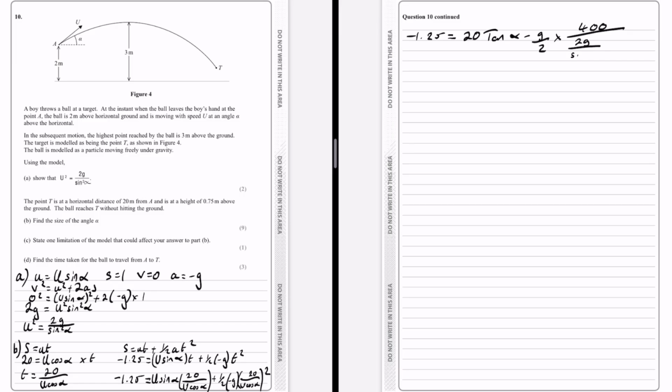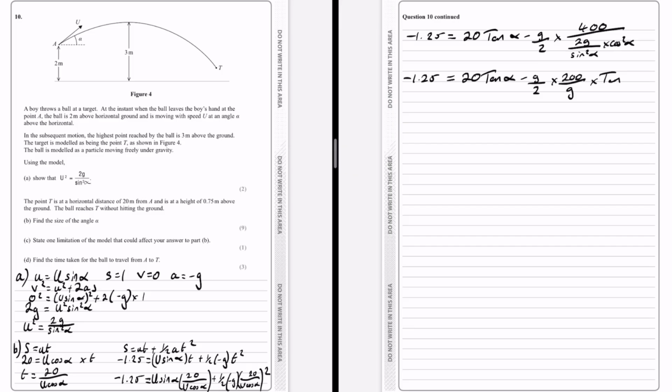I'm going to substitute u squared for 2g over sine squared alpha and times that by the cos squared alpha. That's there. Then I'll leave the negative 1.25 alone. I'll leave the 20 tan alpha alone, and we'll rearrange this fraction. So we've got minus g over 2. I'm going to bring the 2g over sine squared alpha. I'm going to flip that.